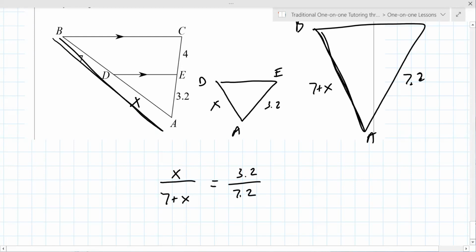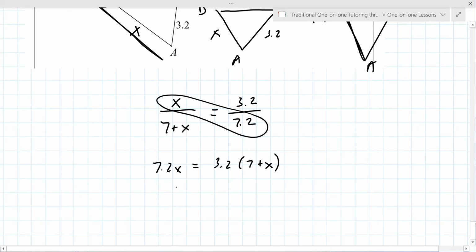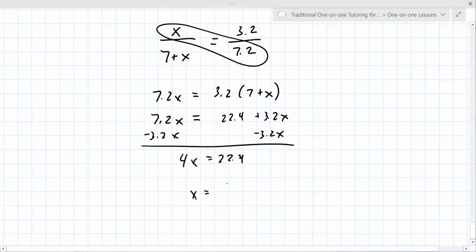Okay, now to solve this, we diagonally multiply our butterfly here. So 7.2x equals 3.2 times 7 plus x. 7.2x equals 22.4 plus 3.2x. Subtract 3.2x from both sides. We get 4x equals 22.4. Then just divide it by 4. So x equals like 5.6 maybe.